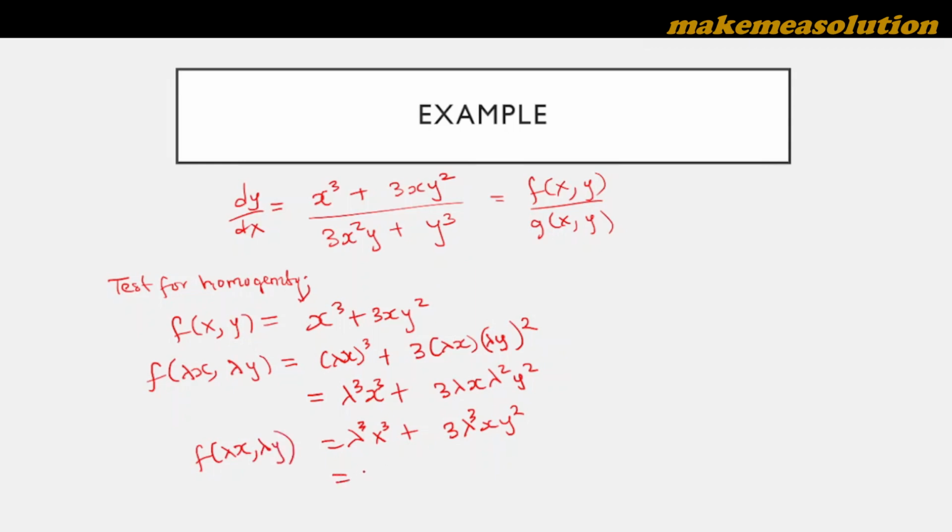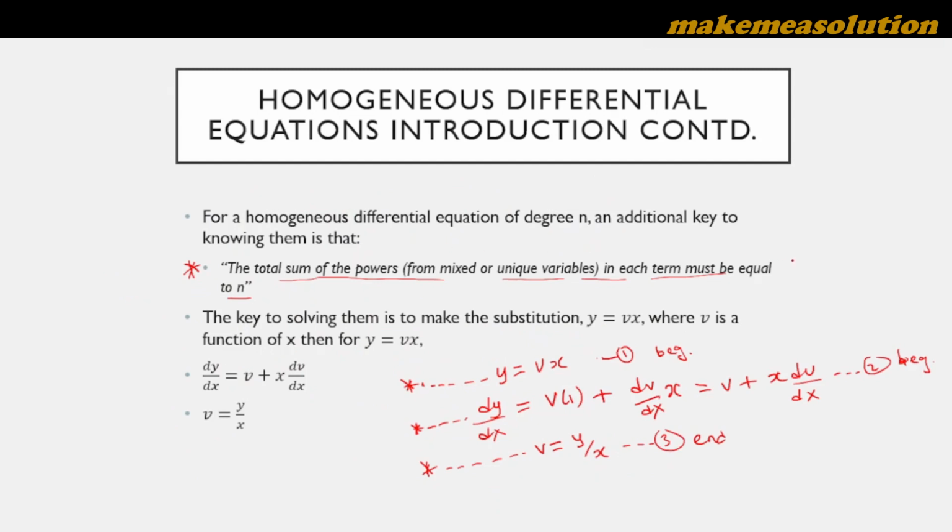And if you factor out lambda cube, you're going to have x cube plus 3xy squared. This is my f of lambda x comma lambda y, and this is actually lambda cube f of x comma y. So this whole term is our f of x comma y. So it actually passed the test. Okay, the numerator passed the test, and now before I solve for the denominator, of course I know the denominator will pass the test, but we can actually use this particular axiom now to also know that it's going to be a homogeneous differential equation.